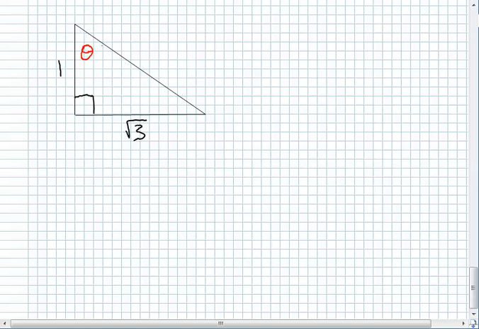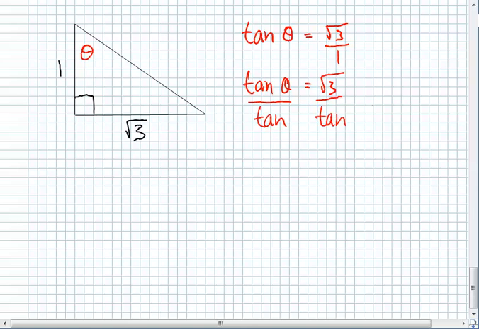And so I'm trying to figure out the tangent ratio for angle theta. The tangent ratio for angle theta is still the same. It's opposite over adjacent. So I know it's root 3, the opposite side, divided by 1, which is really easy because it's just root 3, okay? So if this was an algebra problem, we would try to divide both sides by tangent, okay? And that would give us theta. And that's sort of what we're going to end up doing.